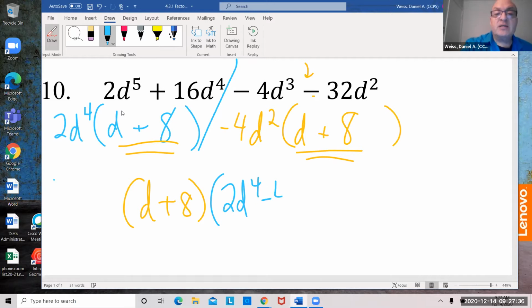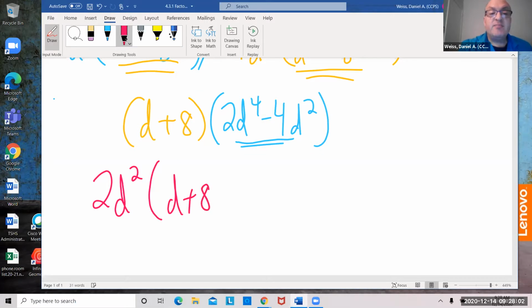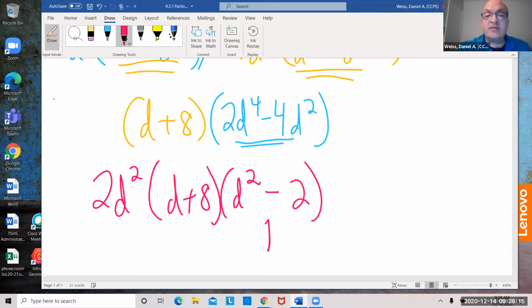2d to the 4th minus 4d squared. But now, what's common inside these parentheses here? I'm going to take out 2d to the 2nd. You got the d plus 8, and you've got d to the 2nd minus 2. And I can't factor that any further. I'm done.